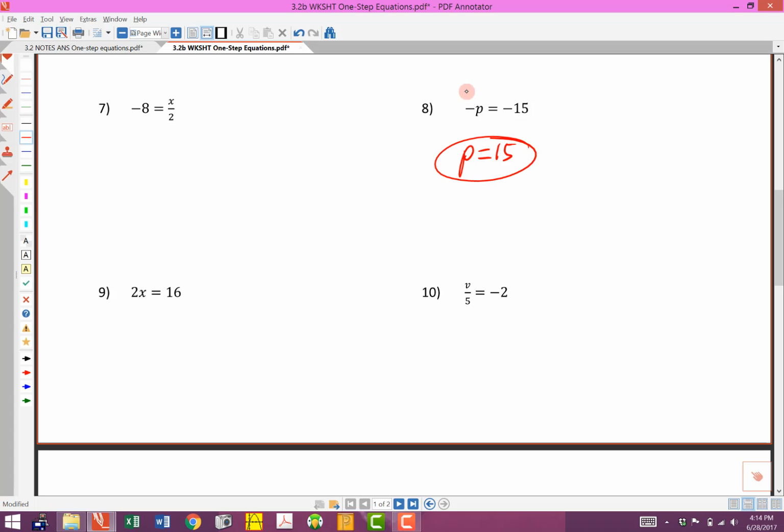So again, if you were to plug that in there, does that make it true? Negative times positive is negative equals negative 15, so that checks out. And you could just go through and divide both sides by a negative, or multiply both sides by a negative, and we end up with a positive over here and a positive over there. So we're in good shape there.